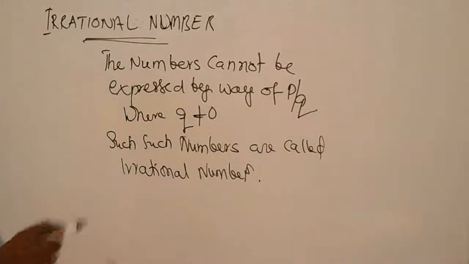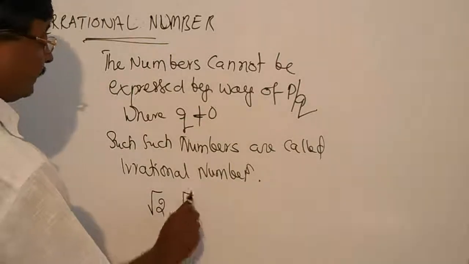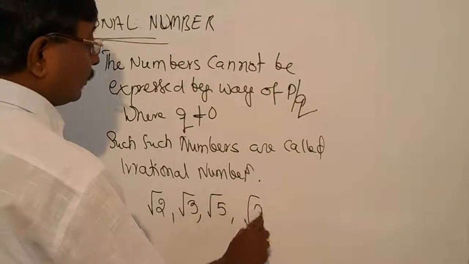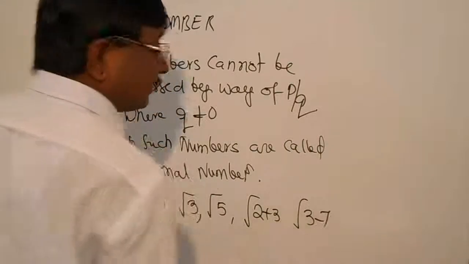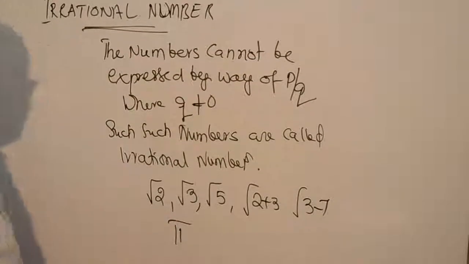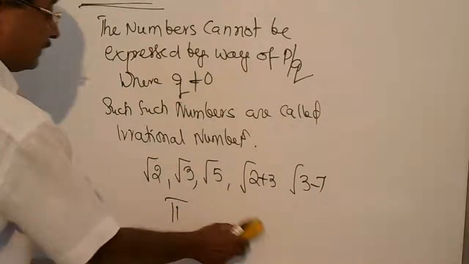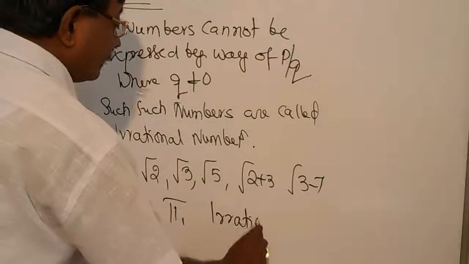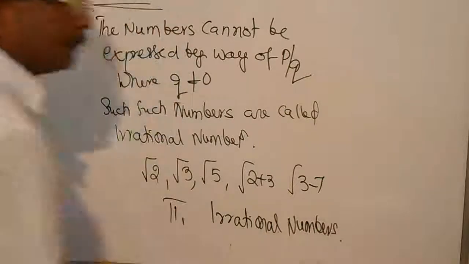Okay, examples for the irrational numbers are: we have root 2, root 3, root 5, root 2 plus 3, root 3 minus 7. Okay, and even pi also can be classified as irrational. The value of pi here is 22 upon 7, that is again can be classified as an irrational number. These are the irrational numbers. Okay.